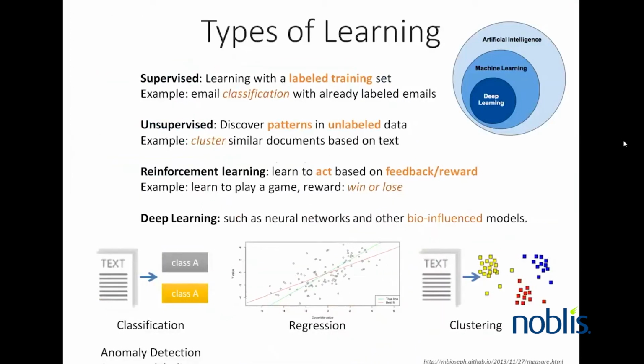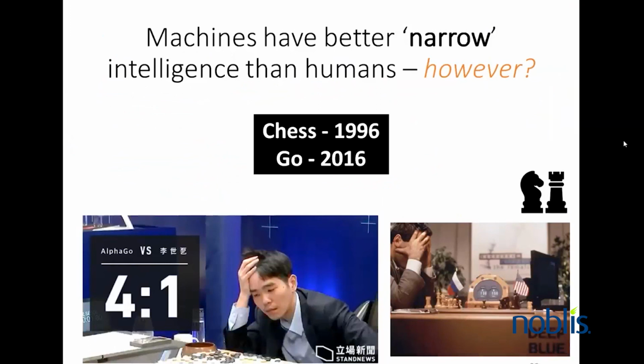I'm not going to go through this. If you work in machine learning or data science, you're very familiar with supervised, unsupervised, and deep learning methods and other different sub-branches. I might be running out of time, but I'll reach a conclusion: machines have better narrow intelligence than humans. Check out the movie AlphaGo, where a DeepMind Google machine was able to beat the world champion. Obviously, there was also the famous Kasparov defeat by IBM's Deep Blue in 1996.